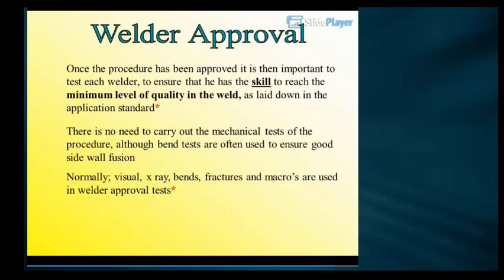Welder approval. Once the procedure has been approved, it is then important to test each welder, to ensure that he has the skill to reach the minimum level of quality in the weld, as laid down in the application standard. There is no need to carry out the mechanical tests of the procedure, although bend tests are often used to ensure good sidewall fusion. Normally, visual, X-ray, bends, fractures and macros are used in welder approval tests.